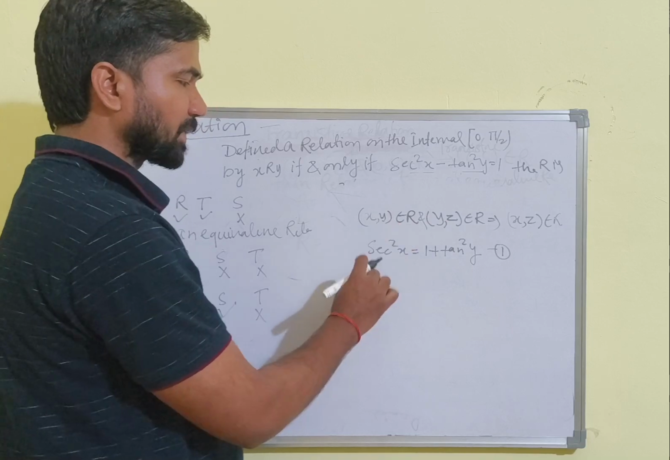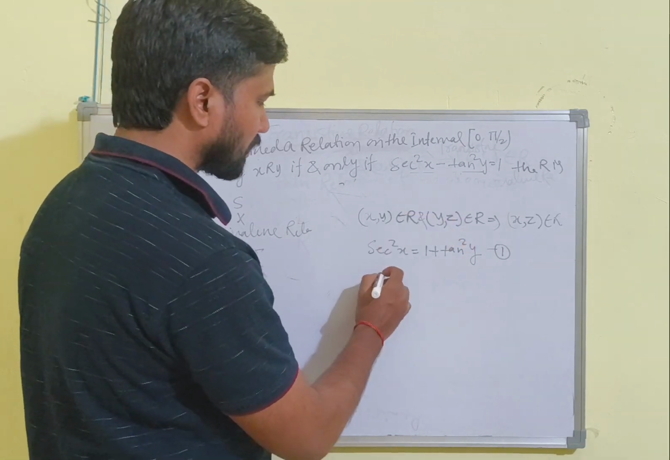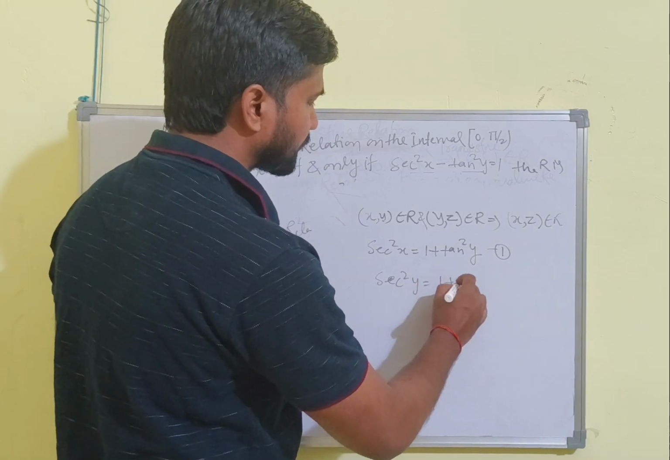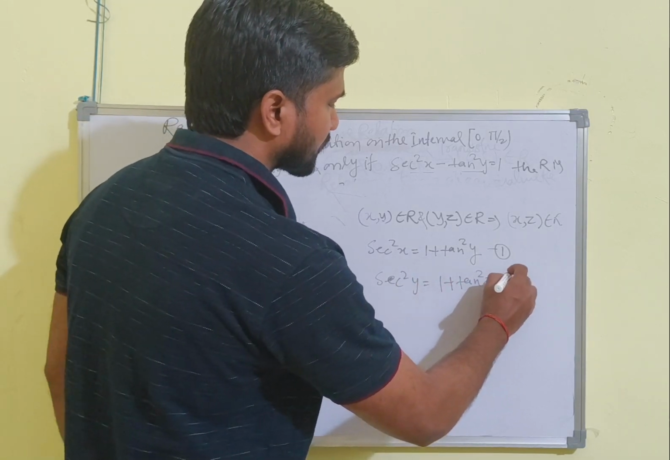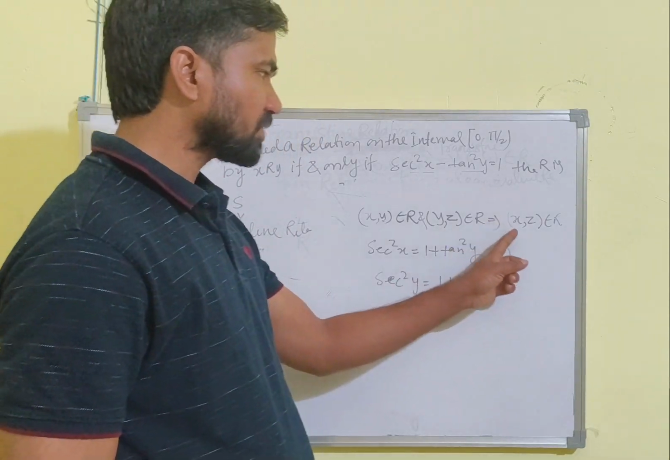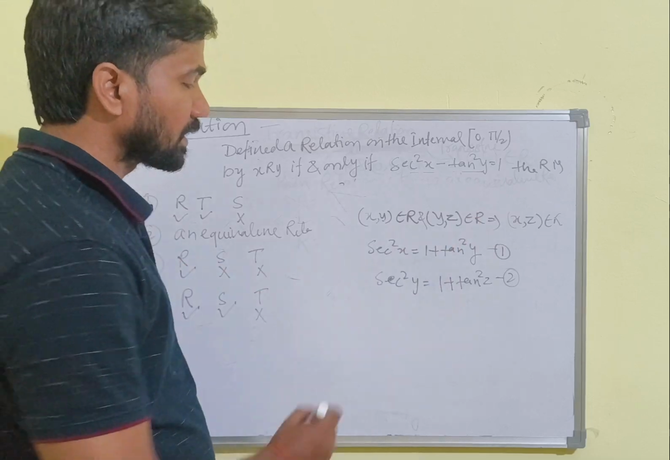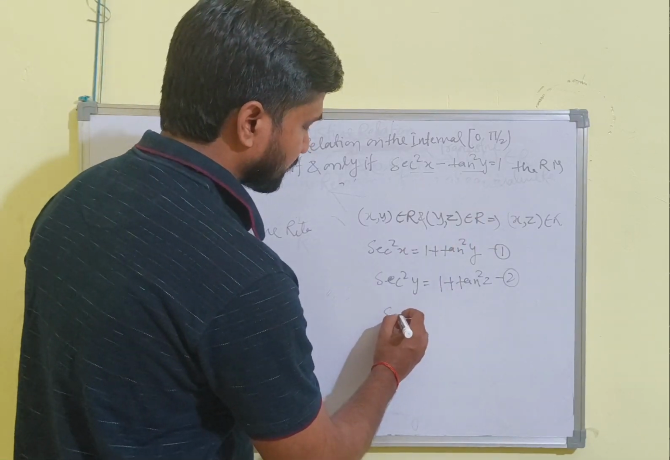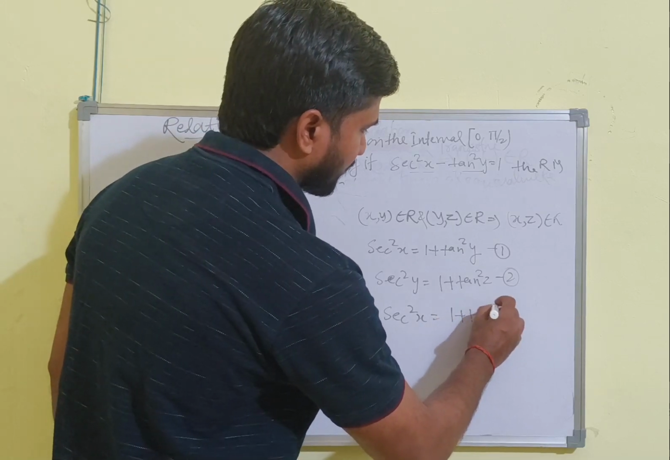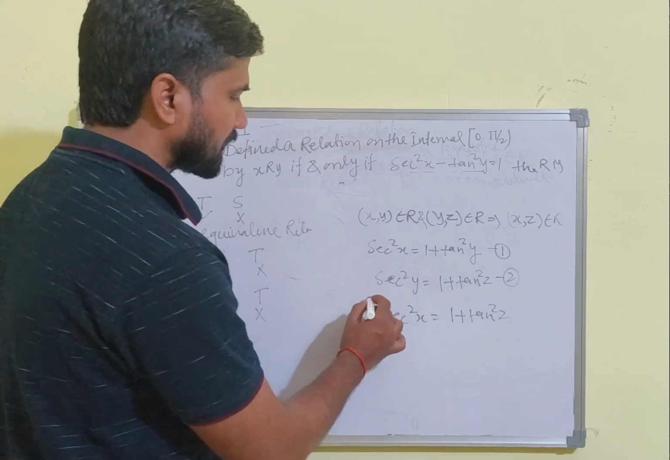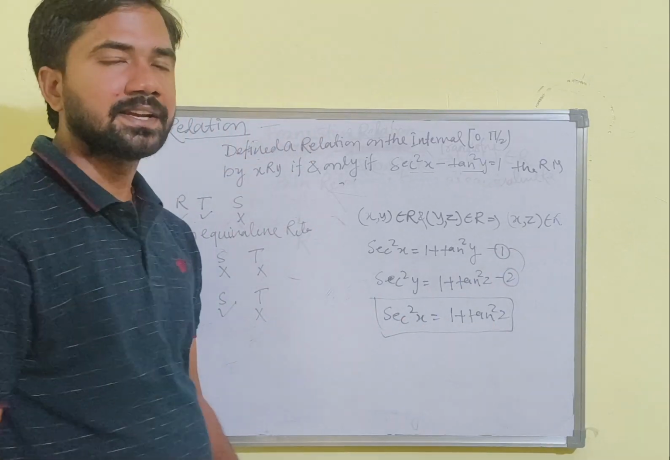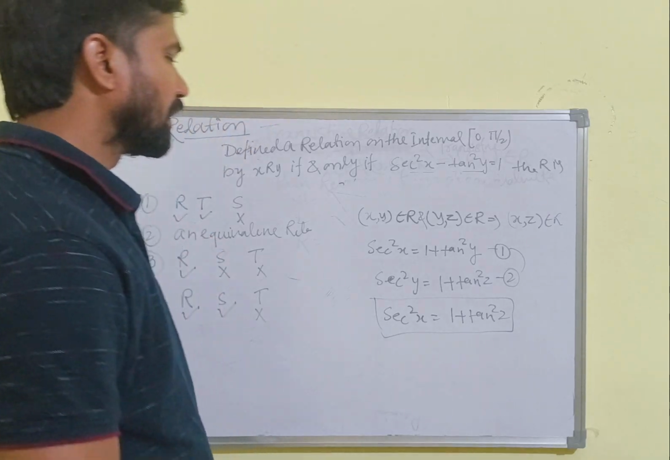Now we can put here second (y, z). So what will we get? Sec square y equal to 1 plus tan square z. It is equation second. Now see what we have to prove: (x, z) also belongs to R. Means what? Sec square x equal to 1 plus tan square z. If we are able to prove this condition with the help of these two equations, then we can say it is transitive as well. How can we do it?